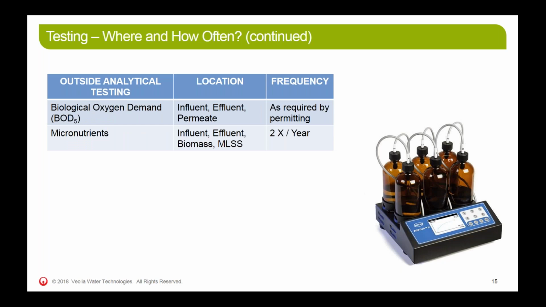Outside lab testing: BOD on the influent, effluent, and permeate, and it's really what's required by permitting. We don't really use these for controlling the system, but it's necessary for permitting, so that really defines how much you need to do this testing. We also do it more often when we first start up a plant so that we can get a ratio between the COD and the BOD. The micronutrients are done on the influent, the effluent, the biomass, and mixed liquor, and that's usually done about 2 times a year.